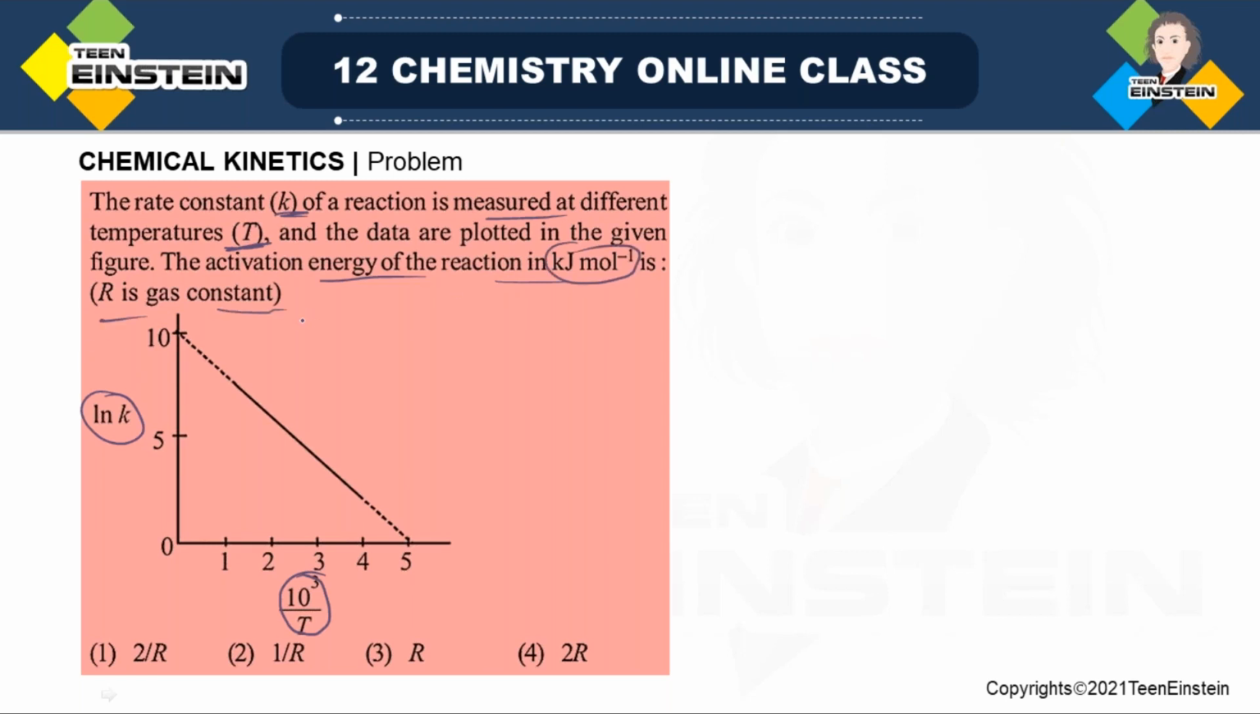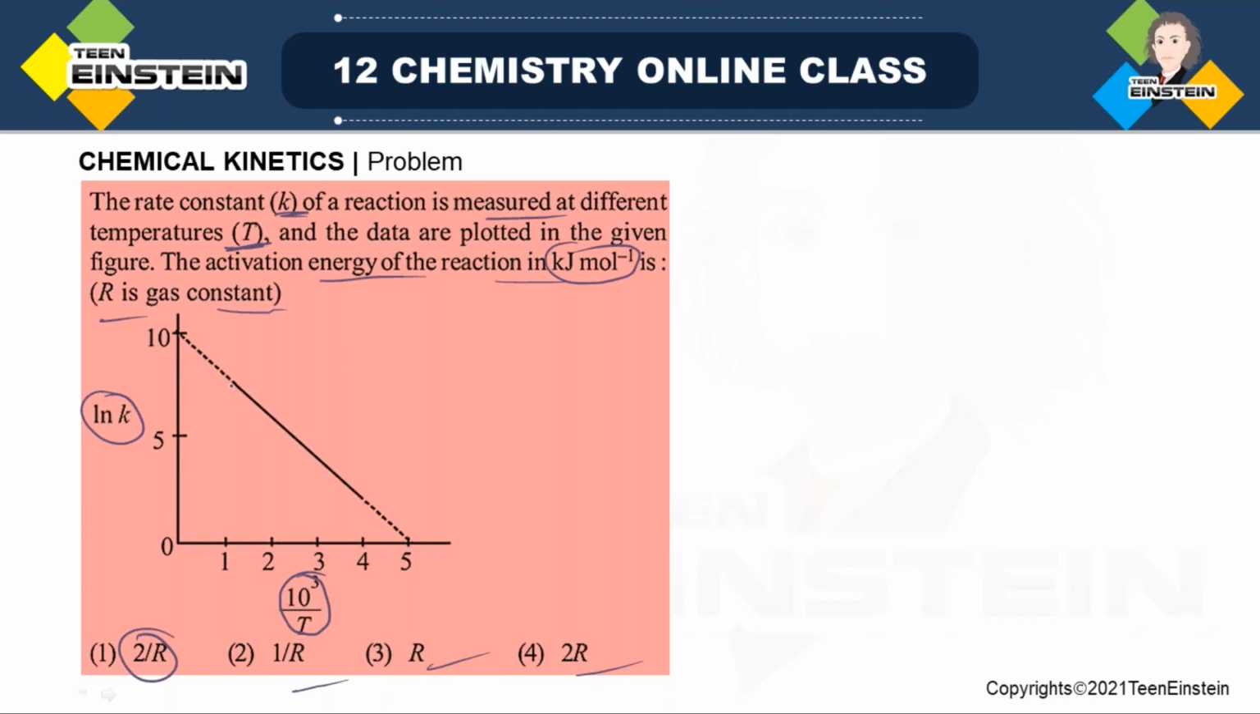R here is the universal gas constant. The options for the activation energy in kilojoule per mole are 2 by R, 1 by R, simply R, or 2R, all having unit kilojoule per mole.